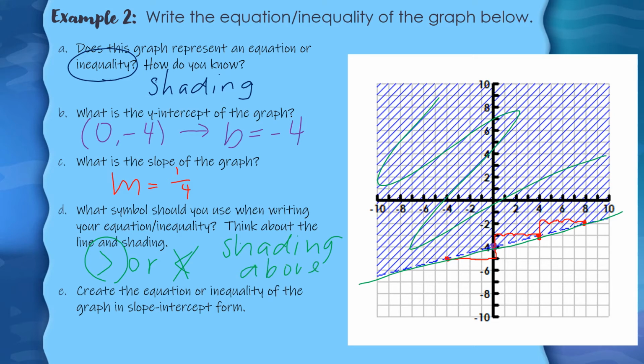So for my inequality, it's going to be y is greater than mx plus b. So my slope is 1/4 x plus b, so minus 4.